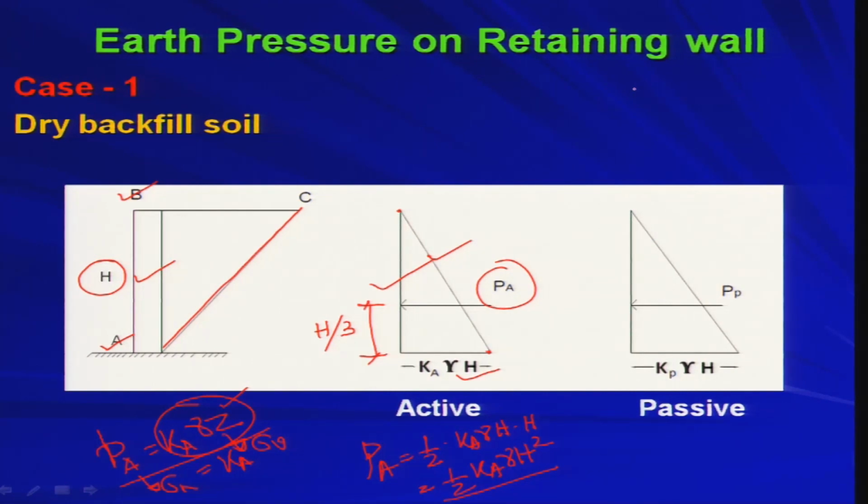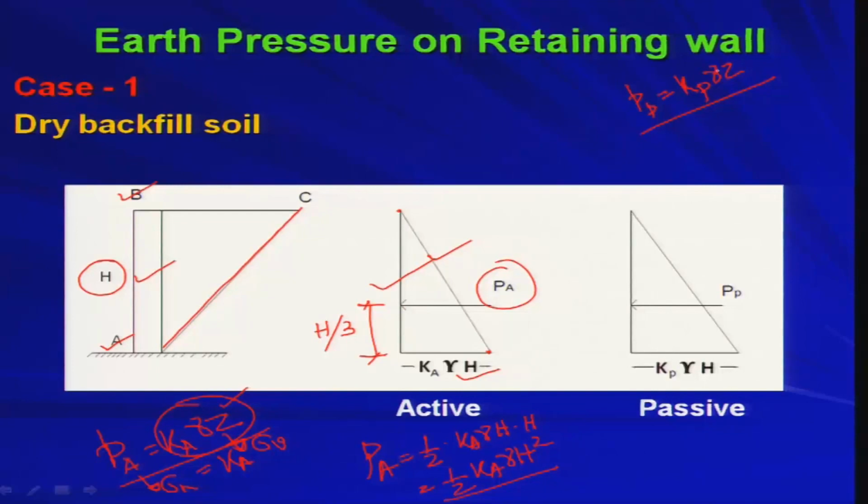In case of passive pressure, what is the passive pressure expression? Pp is equal to Kp into gamma into Z, right. So, if I know Kp, I can find out the passive pressure. Here also, the relation between the passive pressure and Z is linear. At Z equal to 0, the passive pressure is simply 0. At Z equal to H, it is Kp into gamma into H.